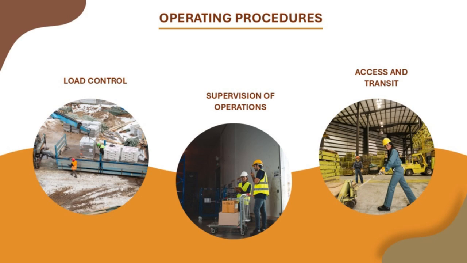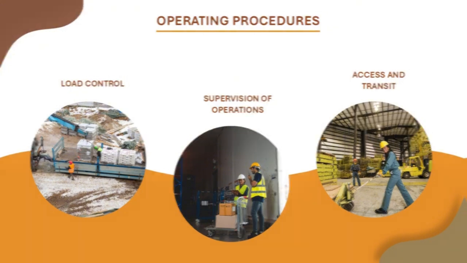Operating procedures. Load control. Verify that materials and waste are properly secured before transportation. During loading-unloading operations, avoid the presence of people under suspended loads. Supervision of operations. Appoint a person to monitor and coordinate loading, unloading, and storage activities. Access and transit. Prevent access to storage and loading-unloading areas to workers not involved in the operations.